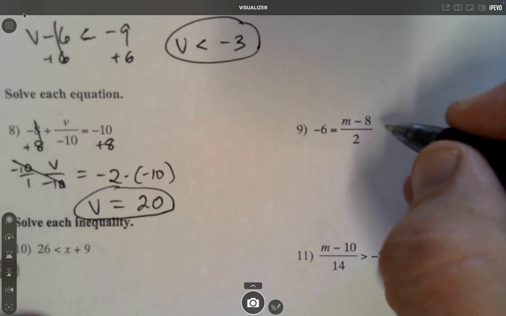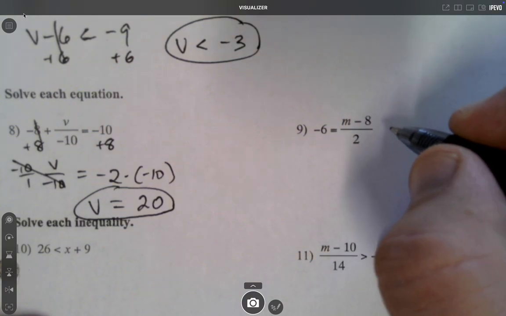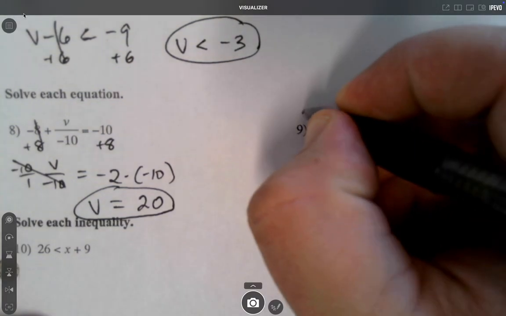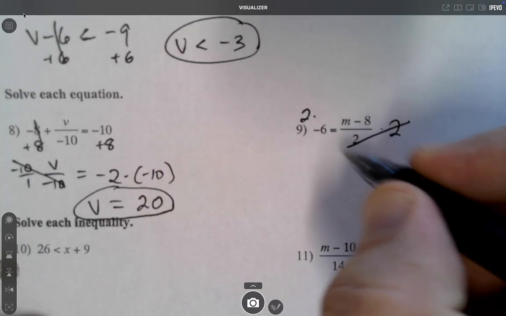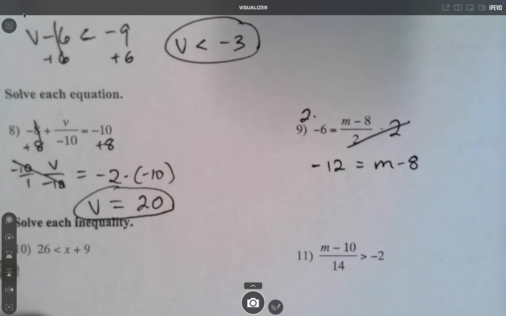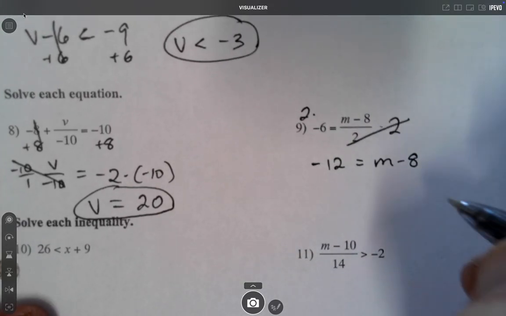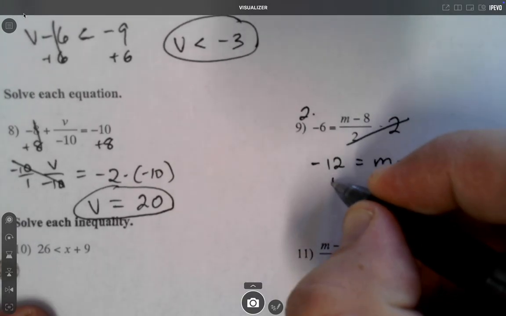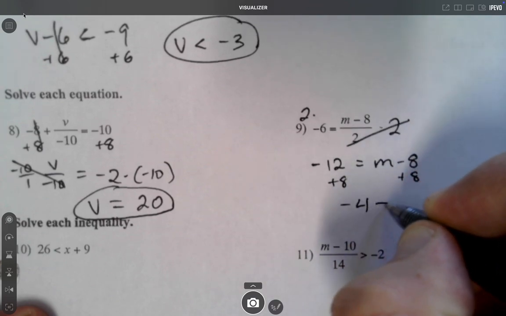Okay, number 9, big fraction again. So hopefully now you got the rhythm. We multiply both sides by its denominator. 2 times negative 6 is negative 12. And then we add 8 to both sides. We get negative 4 equals m.